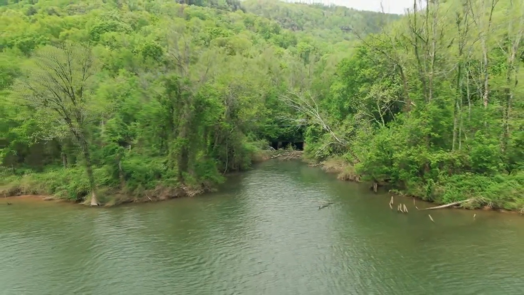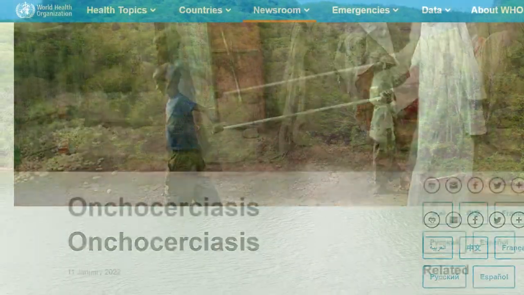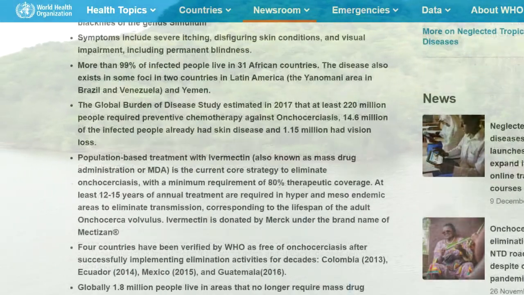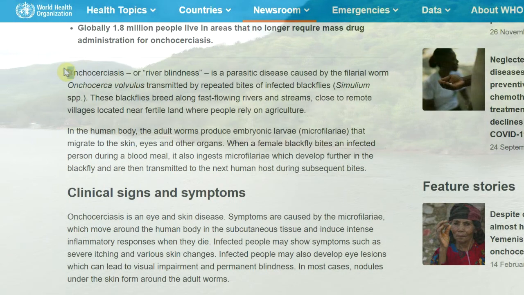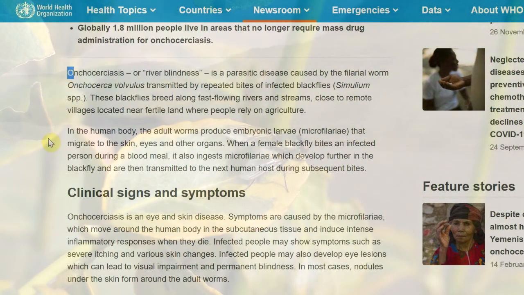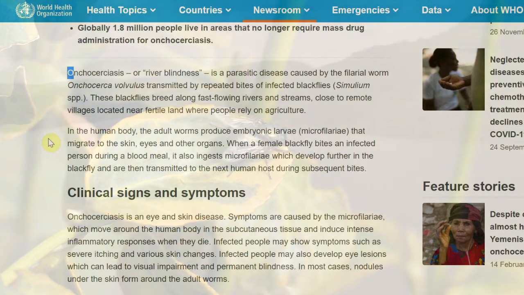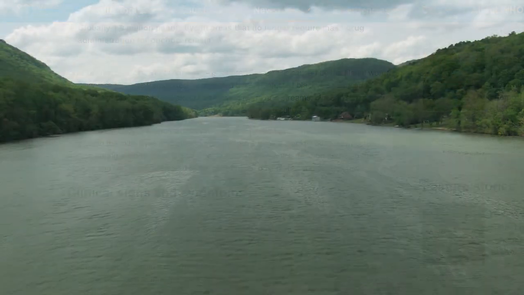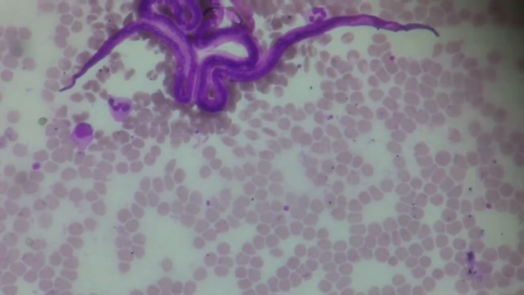At this point you might be asking yourself already, why river blindness? Let's refer to World Health Organization, its definition on onchocerciasis. Onchocerciasis or river blindness is a parasitic disease caused by the filarial worm Onchocerca volvulus, transmitted by repeated bites of infected black flies, Simulium spp. These black flies breed along fast-flowing rivers and streams close to remote villages located near fertile land where people rely on agriculture. And let me quickly elaborate on filarial worms or microfilaria. This simply means the worms are of microscopic size.